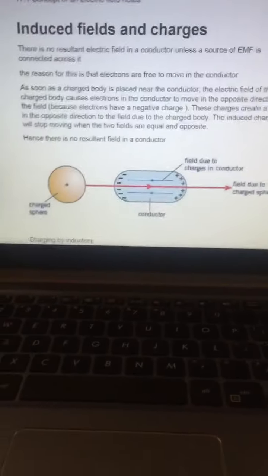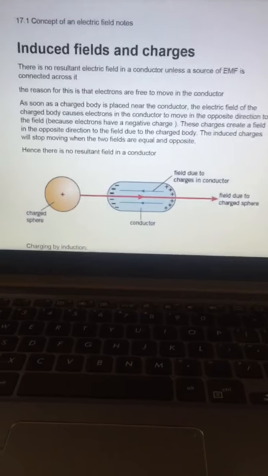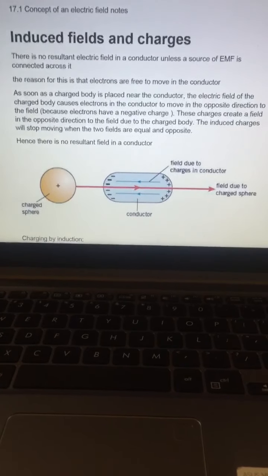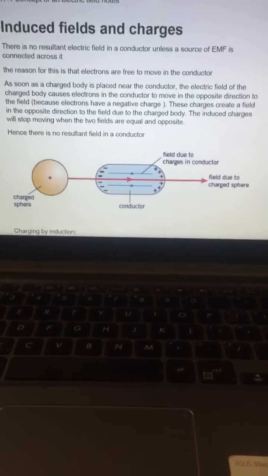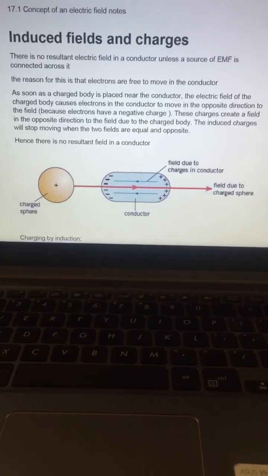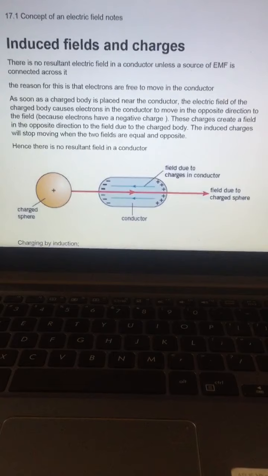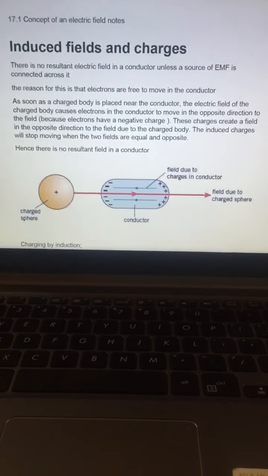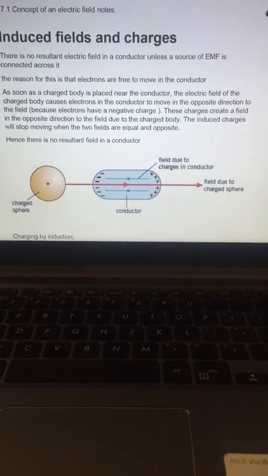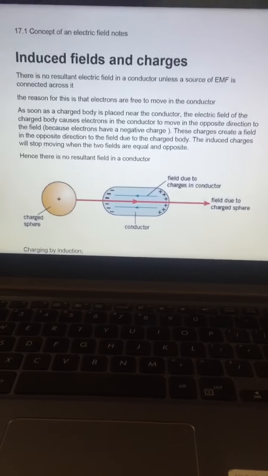Okay. The next thing we're going to look at is the induced field, charging by induction. So you know about static charges and how they are created due to friction. Like when you rub a rod with a woolen cloth, one gets a positive charge, the other gets a negative charge. So that is static electricity developed by friction.